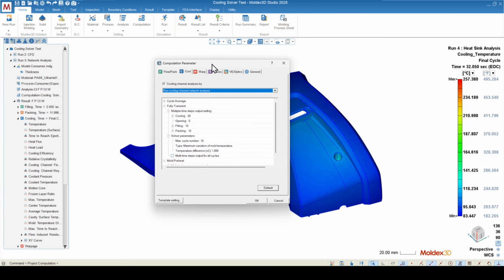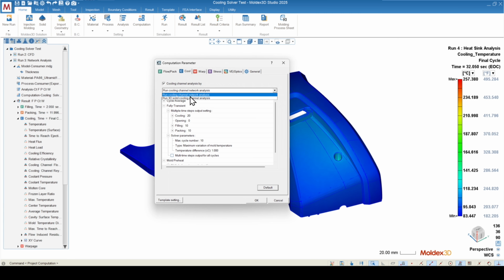In the computation parameters, you have three options up at the top of the Cool tab for how to run the analysis. You can uncheck this box. If you uncheck the box, this is what we would refer to as a heat sink analysis. A heat sink analysis will effectively treat the cooling channels as conductive and convective elements, but there will not actually be a flow calculation run through those elements. So you'll get all of the heat transfer information, but you won't get any flow-based information from those cooling channel outputs. When you check this box, it will allow you to run either a network analysis or a 3D CFD.